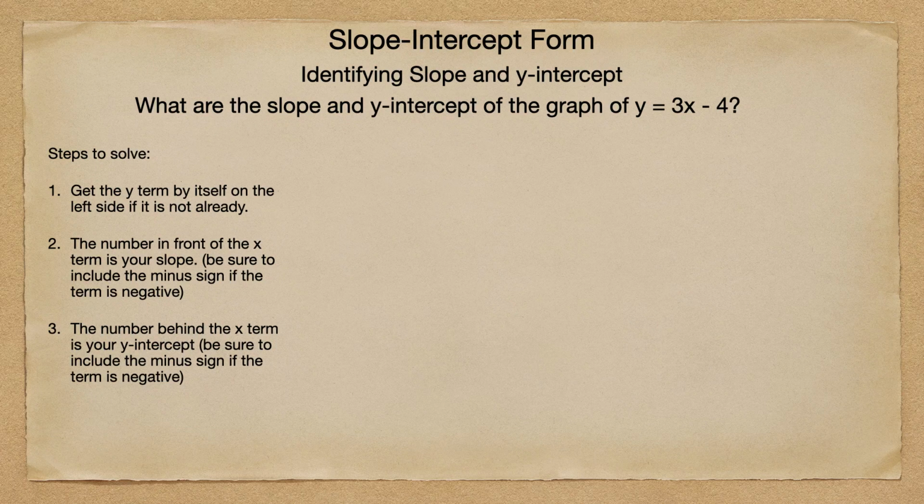Hey guys, today we're going to be working with slope-intercept form. We're going to begin by identifying the slope and the y-intercept of the graph y equals 3x minus 4.